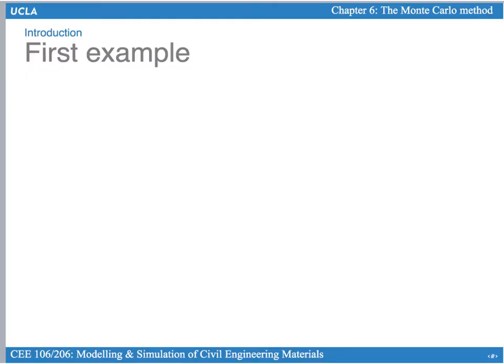So let's take a first example of what the Monte Carlo method can be used for. What we are going to do first is to illustrate one use of the Monte Carlo method, which is to calculate the values of integrals. And actually, as we will see later, the ability of the Monte Carlo method to calculate the values of complex integrals is exactly what we are going to use. That's going to be the main advantage of the Monte Carlo method to simulate the motion of atoms at a given temperature. So let's take this example first.